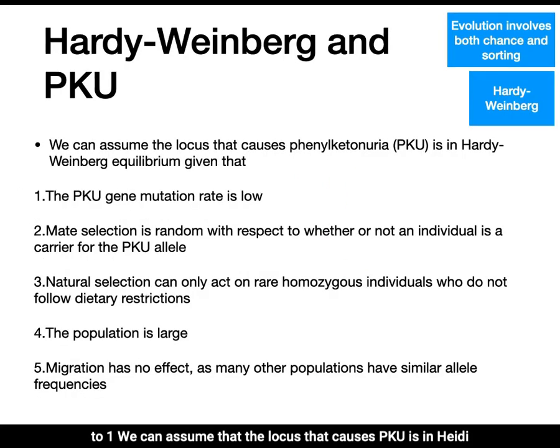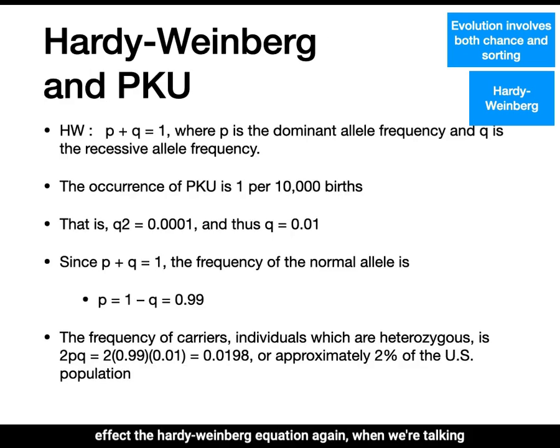We can assume that the locus that causes PKU is in Hardy-Weinberg equilibrium, given that the PKU gene mutation rate is low, mate selection is random, natural selection can only act on rare homozygous individuals, the population is large, and migration has no effect. The Hardy-Weinberg equation, again, when we're talking about frequency, is p + q = 1, where p is the dominant allele frequency and q is the recessive allele frequency.